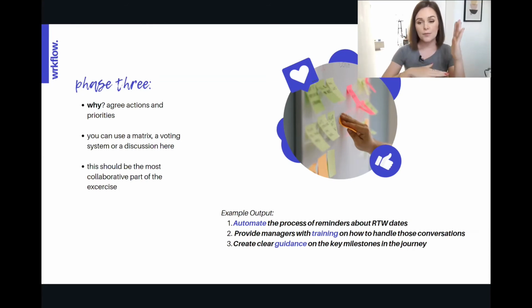So within this example, we used a matrix, a very simple matrix of impact and effort, and we're just able to see kind of what is the likely effort to implement this versus the impact for our employees. And the example outputs we had during the session were to automate the process of reminders around return to work dates, to provide managers with training on how to handle those conversations, and to create clear guidance on the key milestones within that journey. So this is about driving actions and getting to that next step conversation.